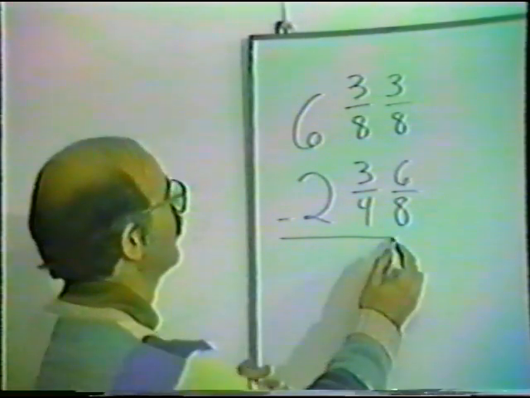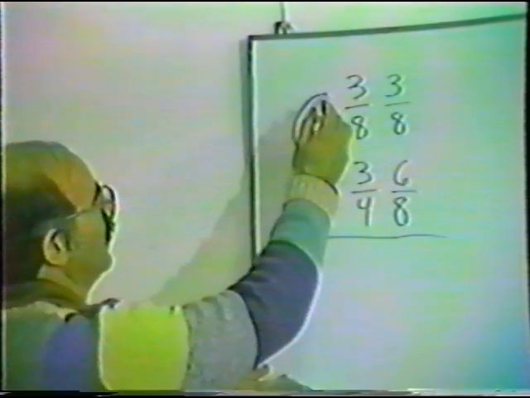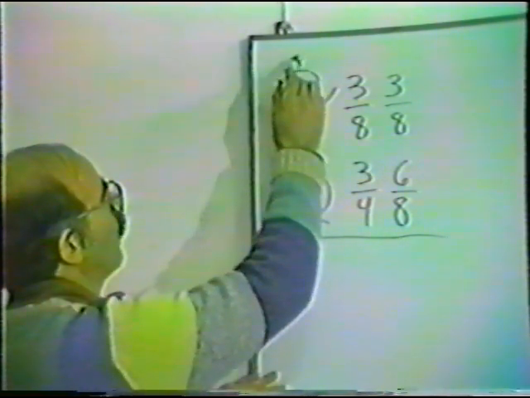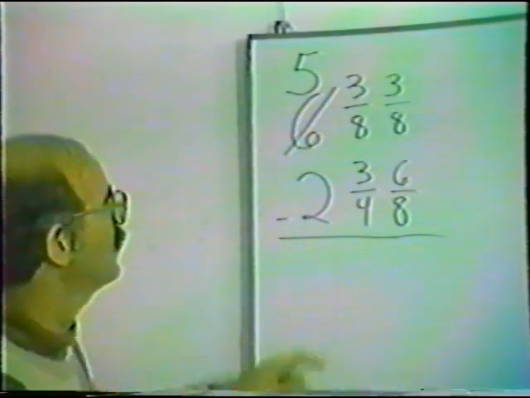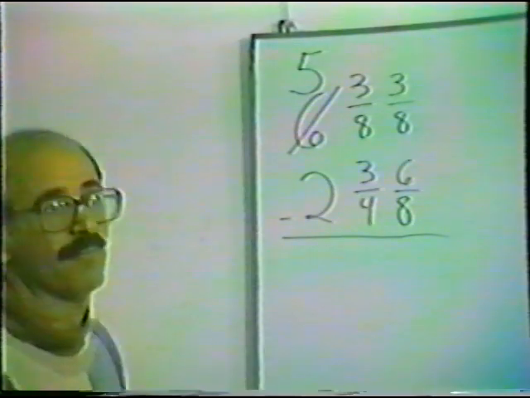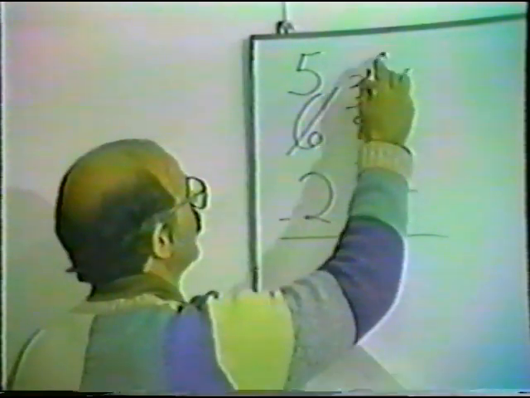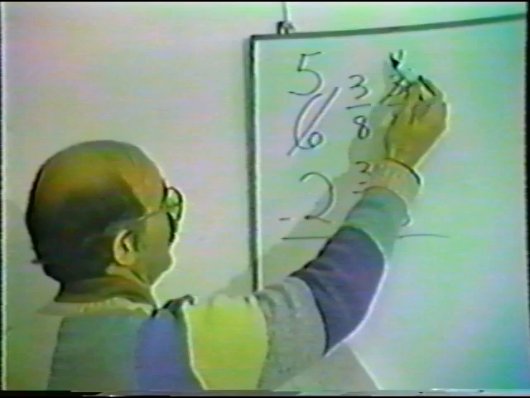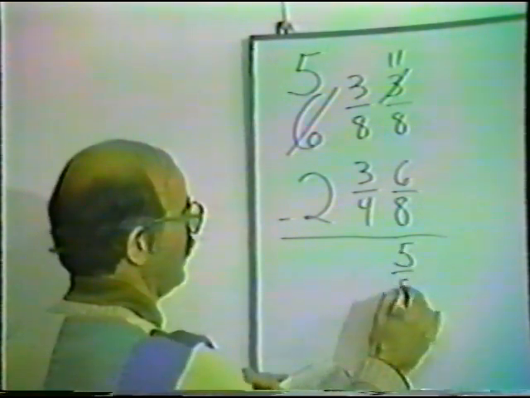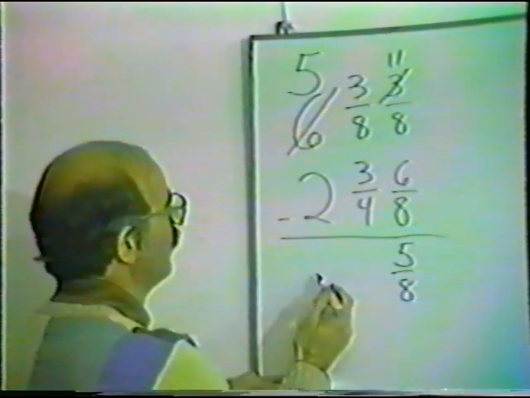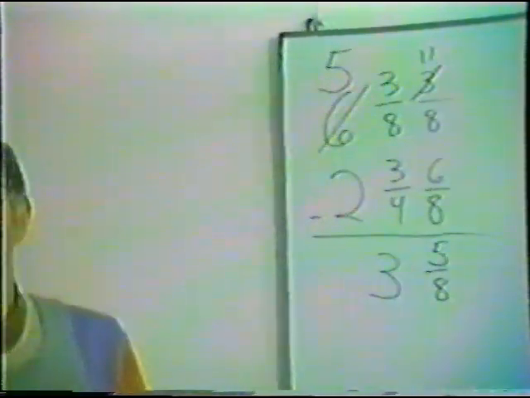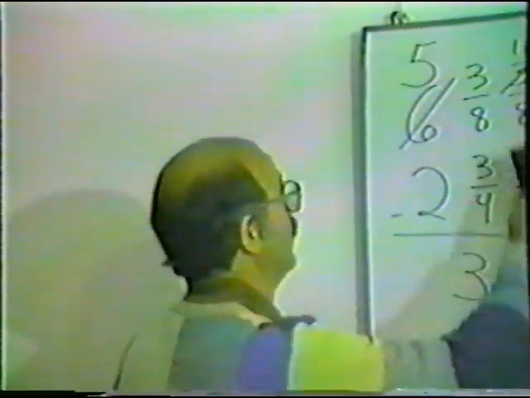Can't do. We have to cut. The 6 becomes a 5. We cut up a pie into 8/8 plus the 3 we already had makes 11/8. 11 take away 6 is 5. 5/8. And 5 take away 2 is 3. 3 and 5/8 is the answer.